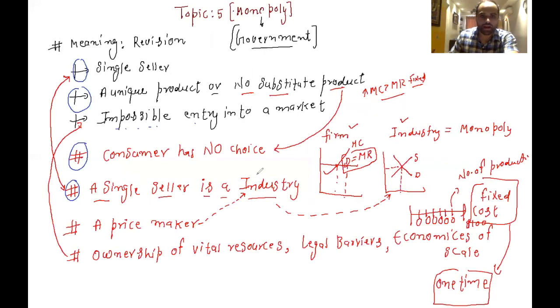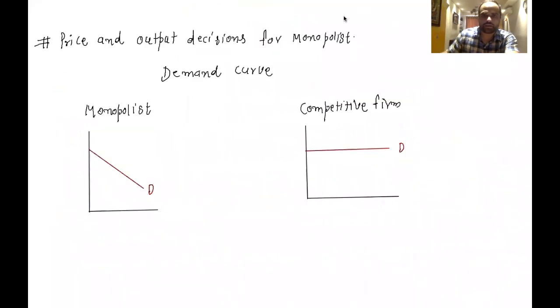Same thing, you are an industry, right? If you are an industry, you are also a price maker, whereas a firm is a price taker. So you are a price maker, you decide the price, and a competitive firm is a price taker. And remember, here demand equals marginal revenue, right?